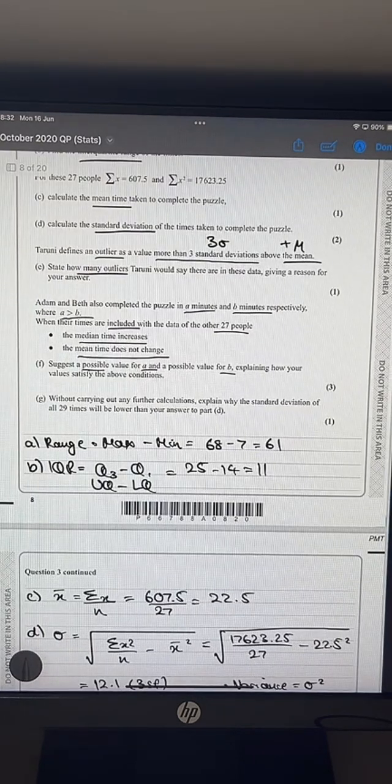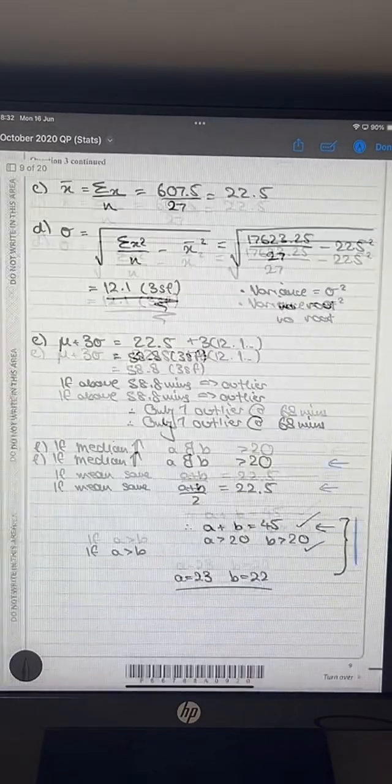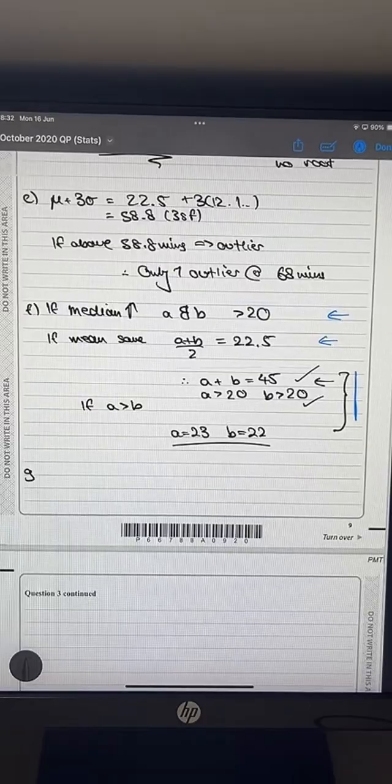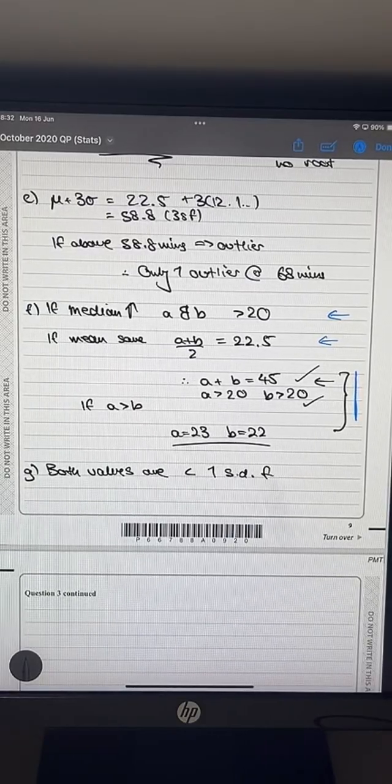So, part G. Without carrying out any further calculations, explain why the standard deviation of all 29 times will be lower than your answer to part D. Well, for this one, you just need to say that both values of the time, 23 and 22, are less than one standard deviation from the mean, and this is the main bit.